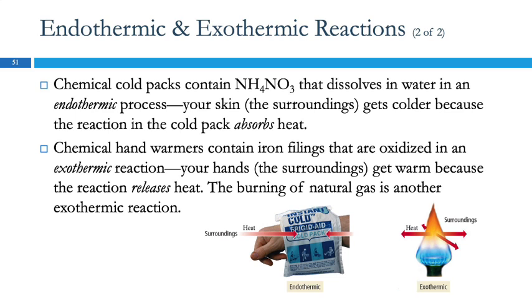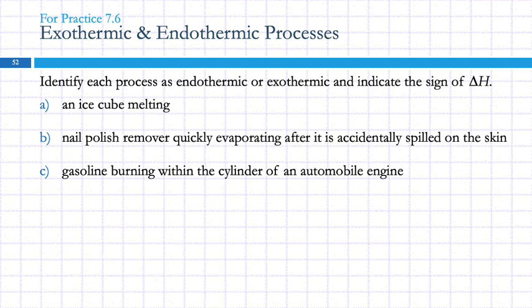Another example of an exothermic reaction is the combustion of natural gas. Okay, we've used the Bunsen burners, right? And they make things hot because this is an exothermic reaction. As the natural gas burns, it loses heat to the surroundings. Any questions? This is a great kind of multiple choice question on an exam.